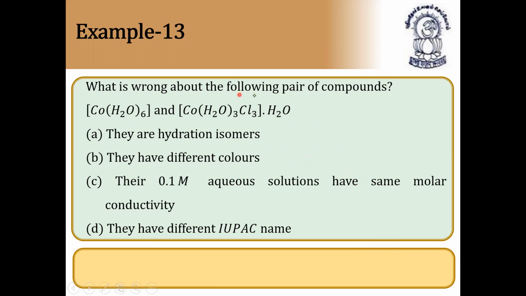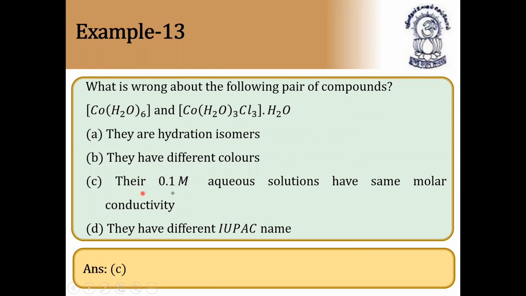What is wrong about the following pair of compounds? Wrong statement. [Co(H2O)6]Cl3 and [Co(H2O)5Cl]Cl2·H2O. So they are hydrate isomers. It is correct only. They have different colors. Their 0.1 molar aqueous solutions have the same molar conductivity, and they have different IUPAC names. The first statement is correct, hydrate isomerism, because the water molecule is changing. Second statement, they have different colors because of the oxidation state of cobalt.